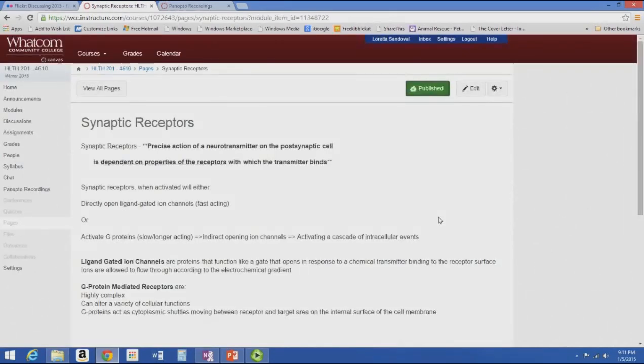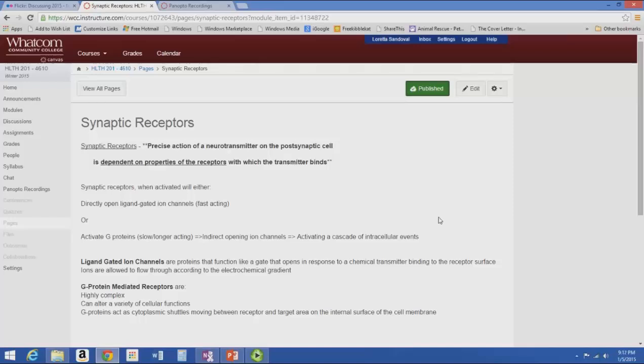The receptors, the main thing I want you to remember about receptors is the action of the neurotransmitter depends on what type of receptor it binds to. That is the main thing. I guarantee you that will be on the test. So an action of a neurotransmitter is determined by the receptor that it binds to. Remember that. Live it.